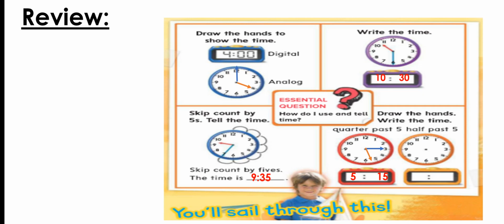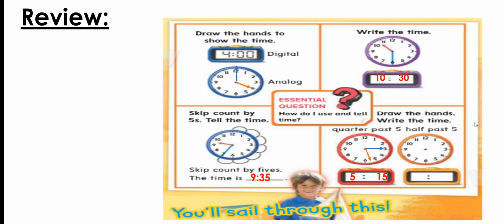For the next one, it's 5:30. Don't get confused. 5:30. This means that the hour hand has to be pointing between 5 and 6, and the minute hand will point to 6 to show 5:30.